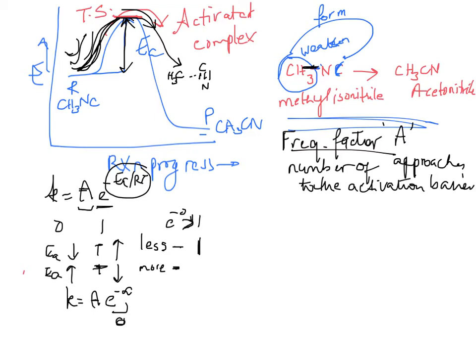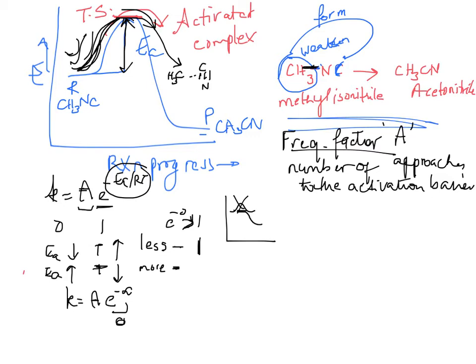And that basically means that every approach to the activation barrier is successful. So that's like saying, even though it's only theoretical, not practical, there is no hump at all. Because every time molecules collide, boom, the product gets formed. That's what it means. Now, as the temperature increases, essentially, the kinetic energy of the molecules increases.